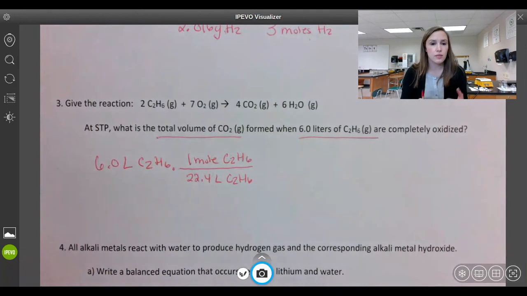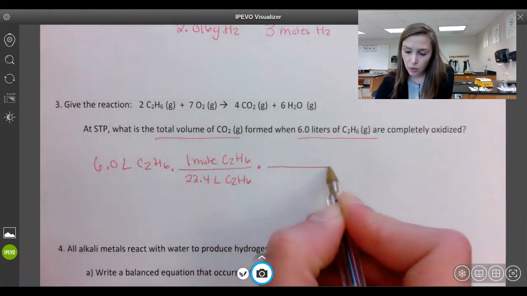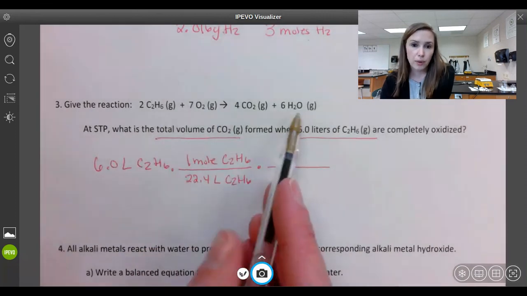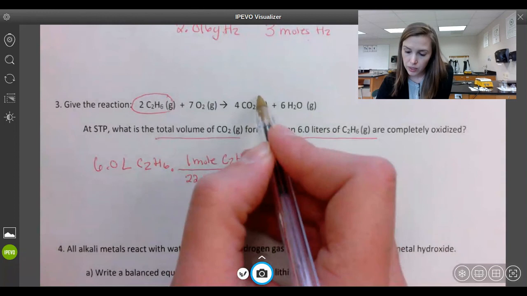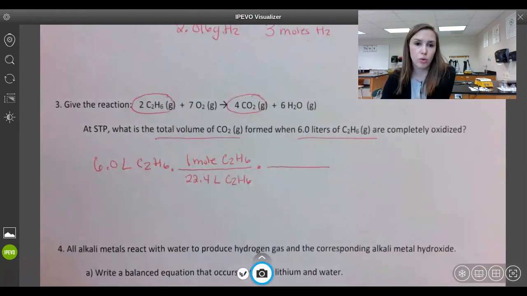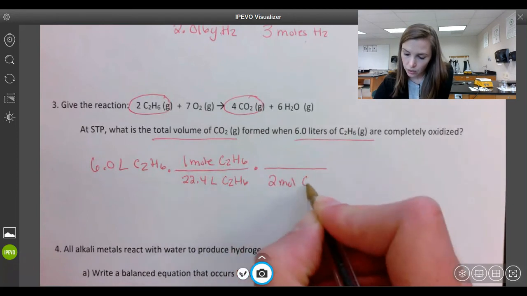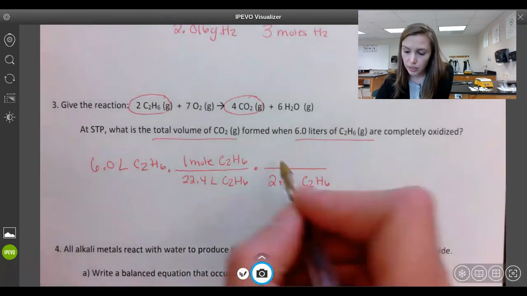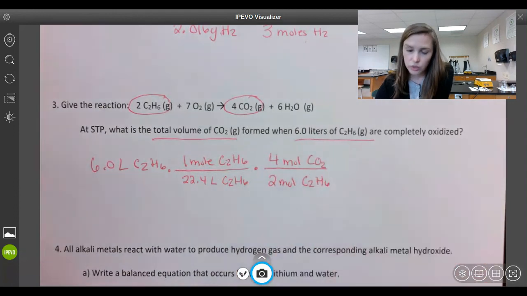Here we're not involving grams because we're starting with liters. But once you get it into moles, we can still use the relationship from the formula. For every 2 moles of ethane that we consume, we're going to get 4 moles of CO2. So just be careful. Make sure you start with the 2 moles of C2H6 down below here, and then it's going to produce the 4 moles of CO2.